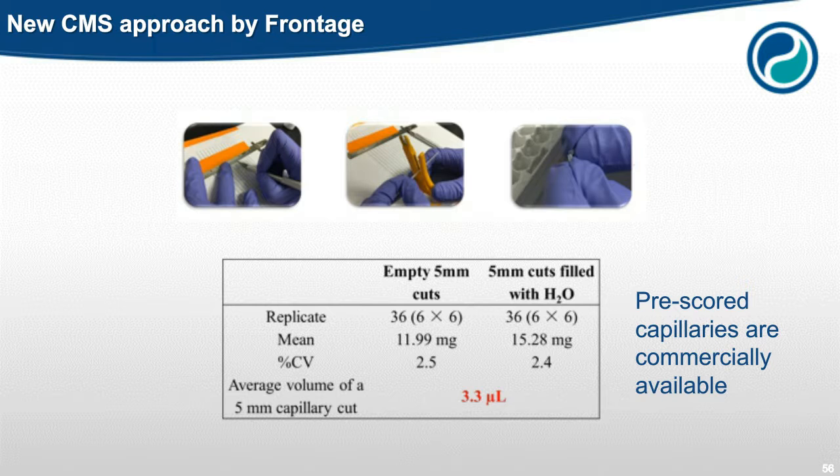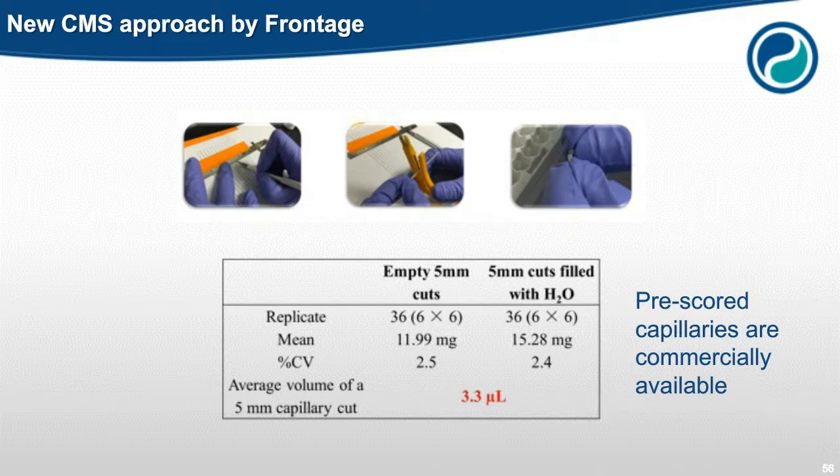But we don't have to do that for each tube in real practice, because these pre-scored capillary tubes are commercially available. And according to our request, we can purchase the pre-scored capillary with different volumes, either 3.3 or 2 or 5, just according to the necessity.